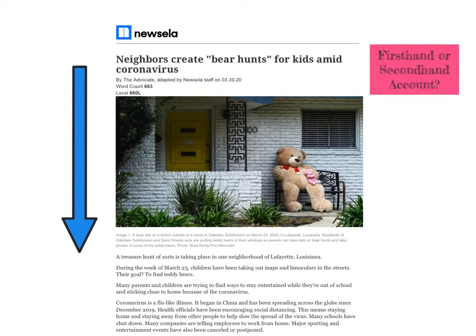Okay, so now my screen is updating, and as we continue reading, we're going to be looking further at examples. And as we're looking, we're going to be thinking about, is this a first-hand or second-hand account?